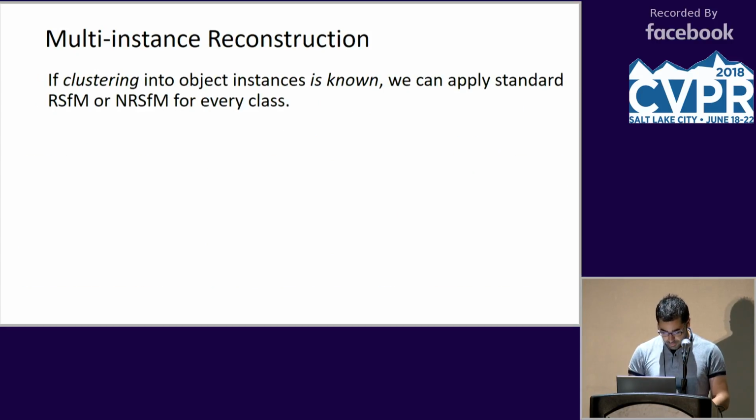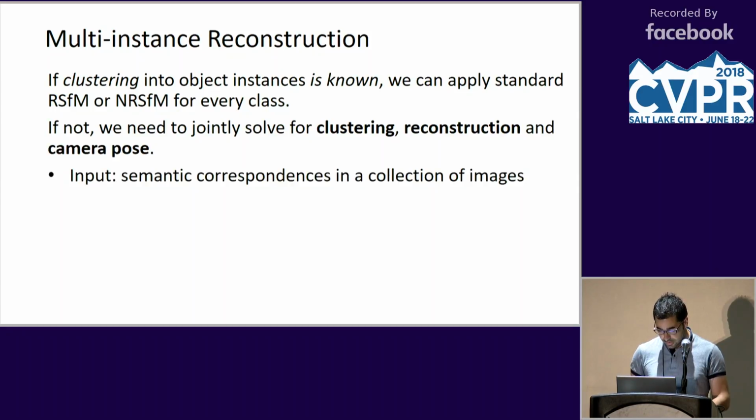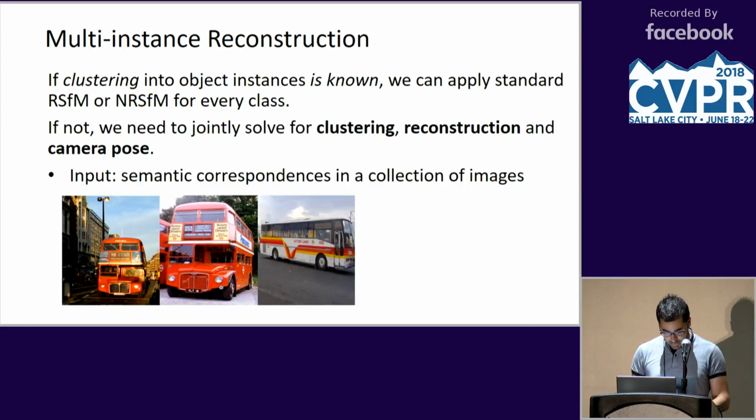Thanks to this new paradigm, we can process a wide variety of categories, such as cars, doors, trains, and others, using semantic point correspondences.